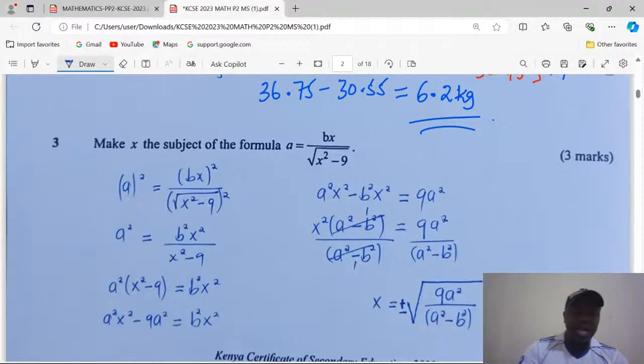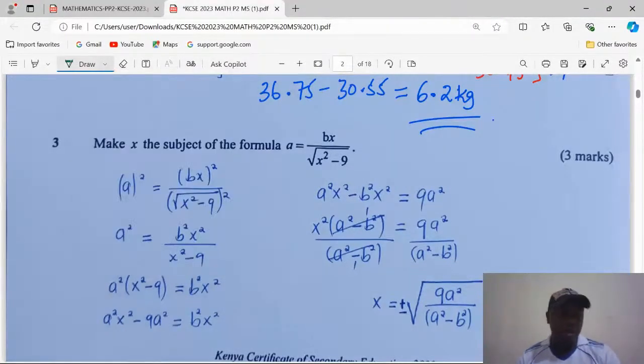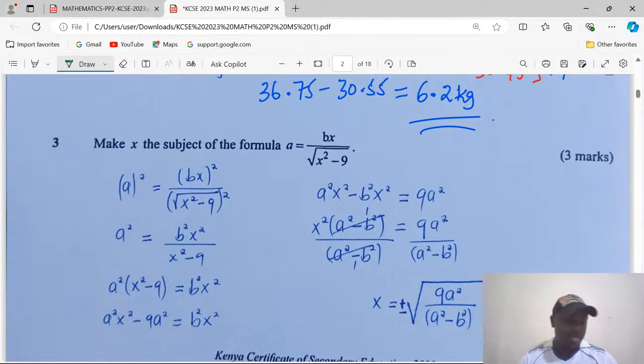There is a question here on changing the subject of a formula. Make x the subject of the formula a equals bx over the square root of x squared minus 9. Remember, the subject is now a, and the examiner wants us to change it from a to x.